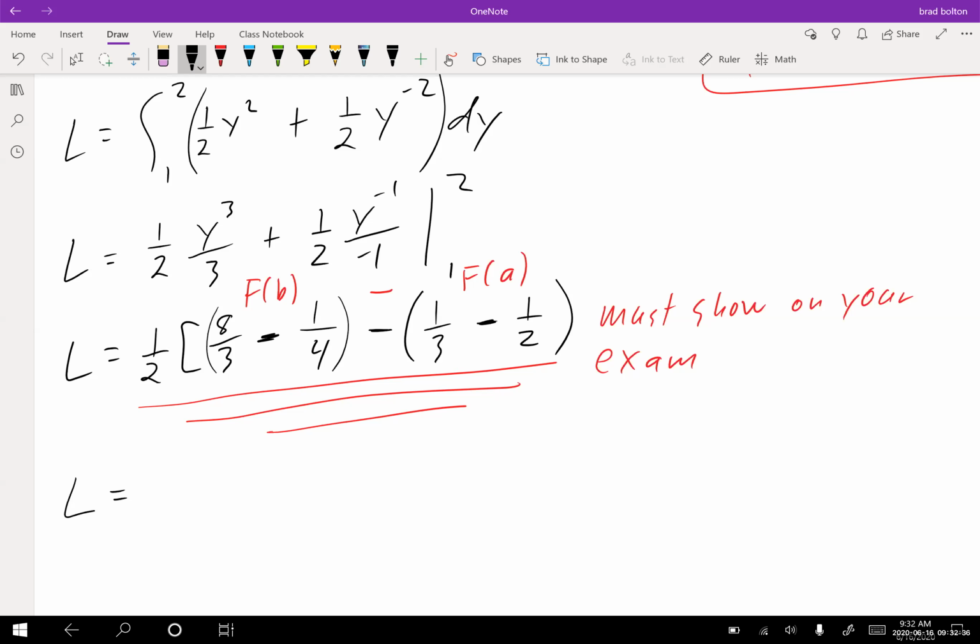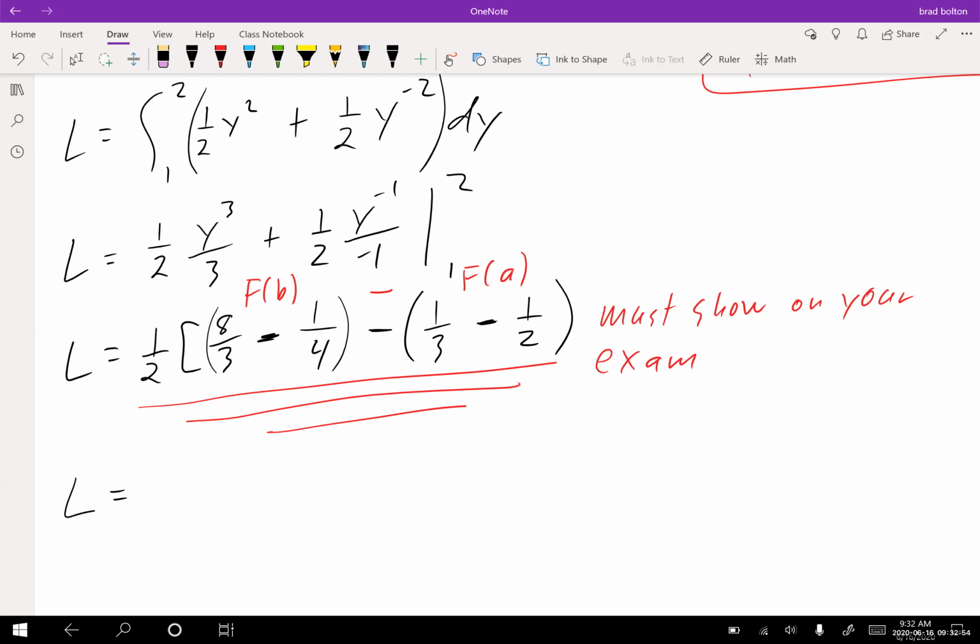And I think I made a mistake. Oh, did I make a mistake? Minus 1/4. I think I made a little error in here somewhere. Let me see. Let me clean this up a little bit, you guys. I think I made a little calculation error in here.